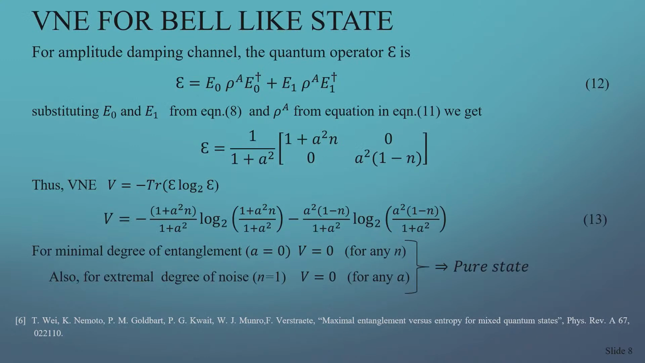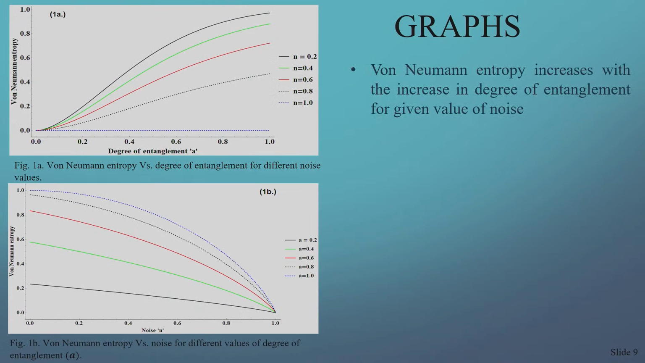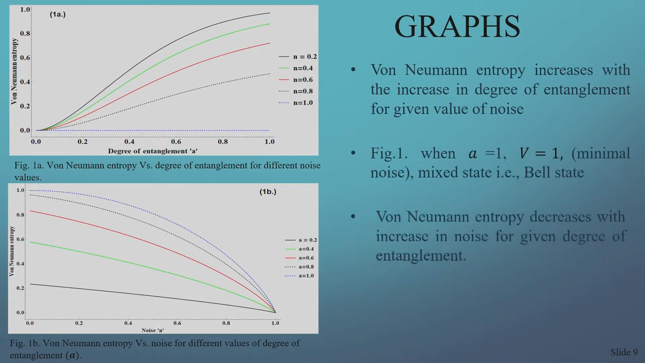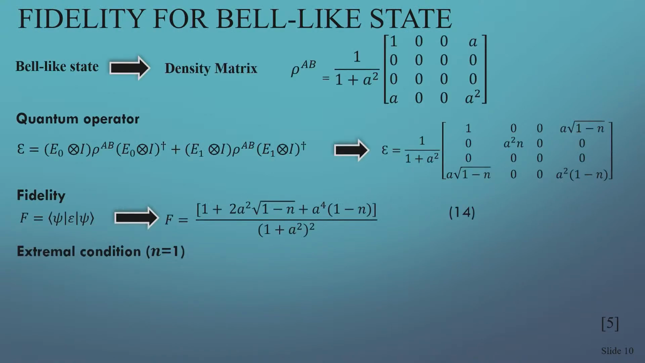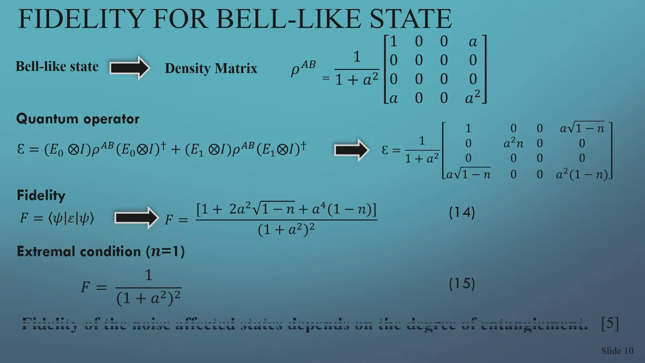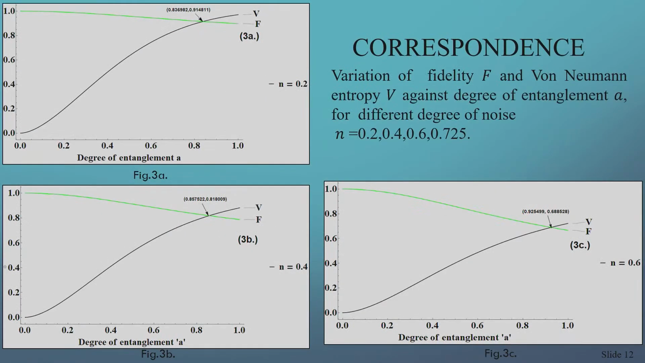So we came to a relation: von Neumann entropy is related to the degree of entanglement and noise, and by varying these two parameters we get a pure state. Then we plotted the graphs, and we got very nice values for the correspondence between von Neumann entropy, noise and the degree of entanglement. Similarly, we calculated fidelity for Bell-like states, and we came up with an equation in which fidelity is dependent on the degree of entanglement.